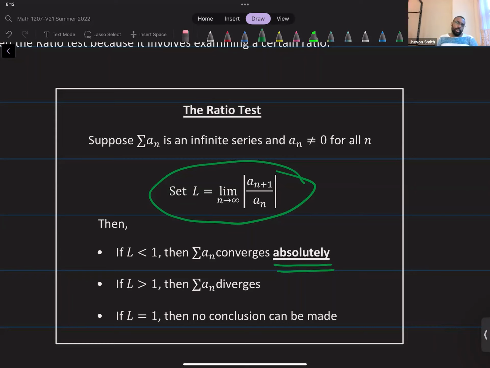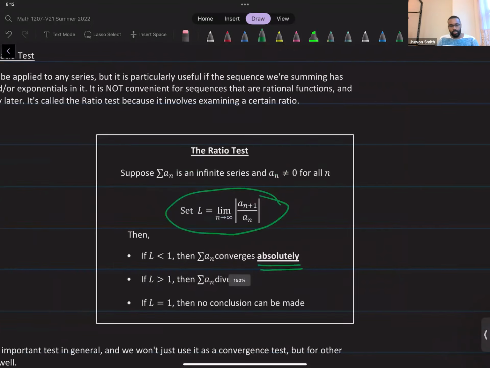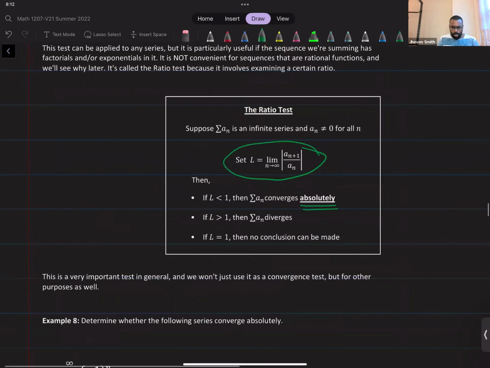Now, based on what L does, you can make a conclusion, and it's all around 1. If the limit you found is less than 1, and obviously it's greater than or equal to 0 because we're taking absolute values, then the series converges, and it converges absolutely. If that limit is greater than 1, then the series diverges. If the limit is equal to 1, then no conclusion can be made. And there's a very important class of functions. I don't remember if I put that in the notes.